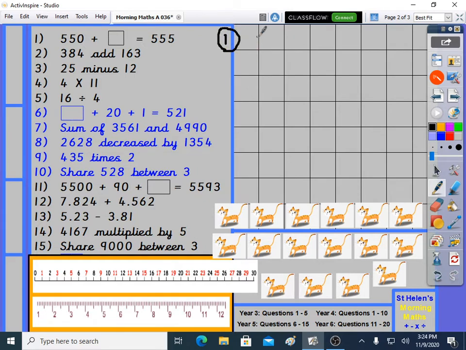We have got 550 plus a mystery box equals 555. Can you hear the difference? 550, 555. What's missing? It's the 5. Now we had 550 plus a 5 is 555. That's question 1. Let's go to question 2.